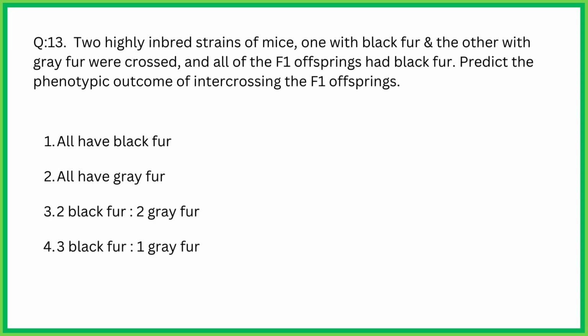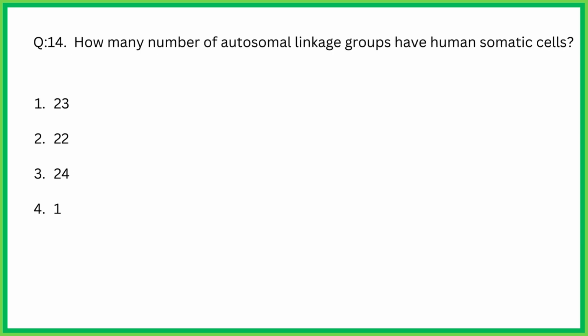If the question had asked according to genotype, the ratio would be 1:2:1, but it is asking for the phenotypic ratio right now, so it will be 3:1, in which 3 will be black fur mice and 1 will be the grey fur mouse. So please don't get confused in these crosses, and the correct option for this question is option 4. Question number 14. How many autosomal linkage groups do human somatic cells have?